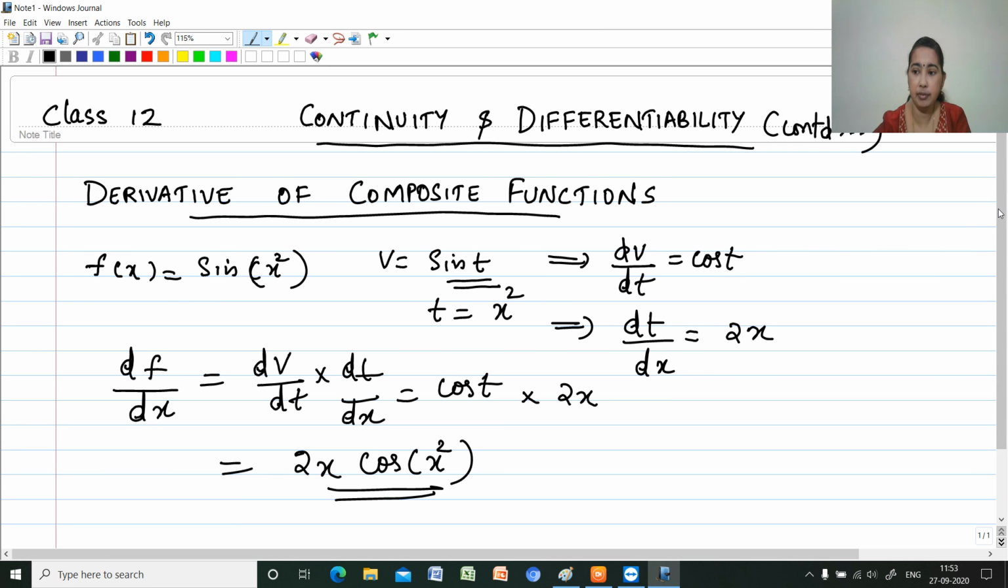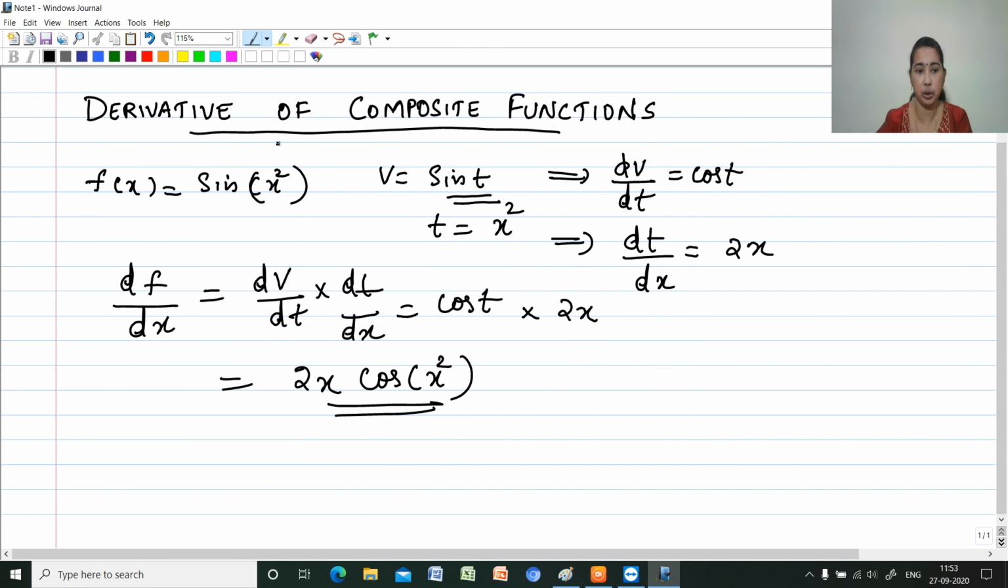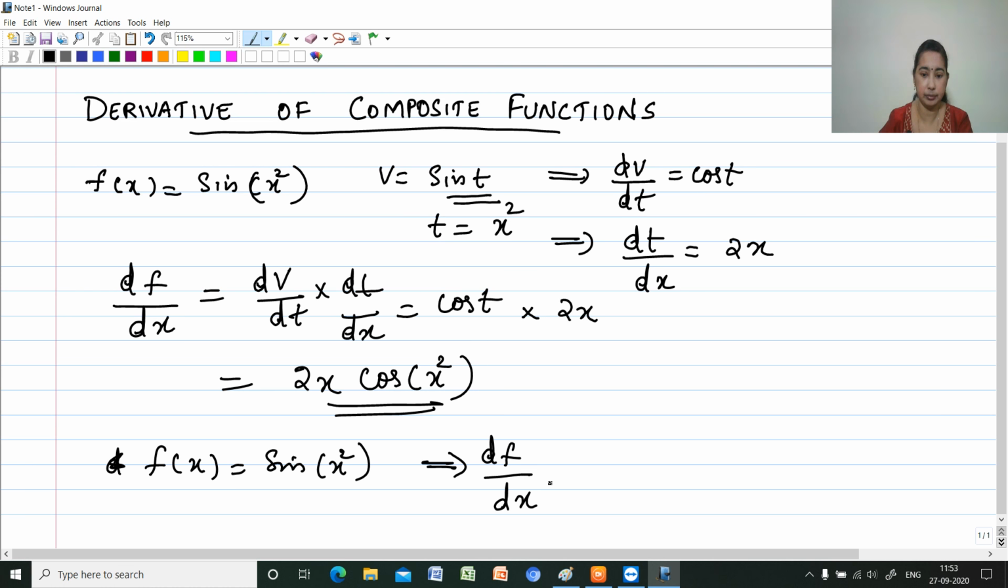Now the same thing we can do without using chain rule also. Directly we can differentiate. So f of x, we know, is sine of x square. And what is df by dx? What is the derivative of the function? First differentiate sine, that is cos of x square, keeping the angle the same. So cos of x square, and now differentiate x square. The derivative of x square is 2x. So the answer is 2x cos of x square.